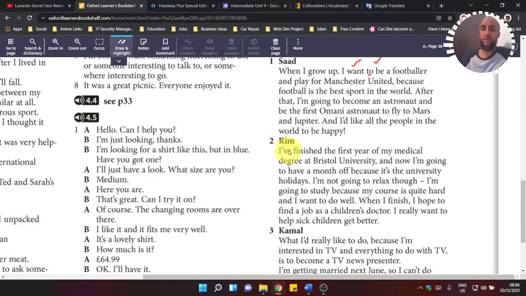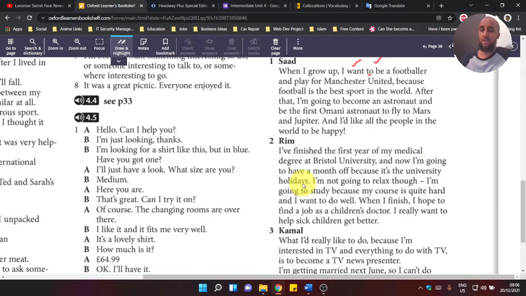Okay, so let's read Rim's story. So here I have finished. Okay, this is the perfect tense here. I finished the first year of my medical degree at Bristol University, and now I'm going to have a month off. Now here we have I'm going to have. So this is talking about the future.